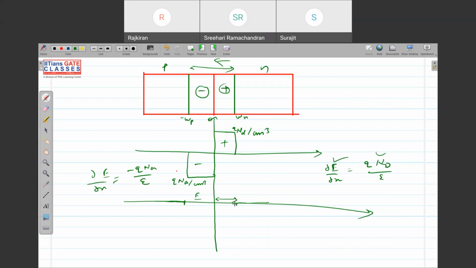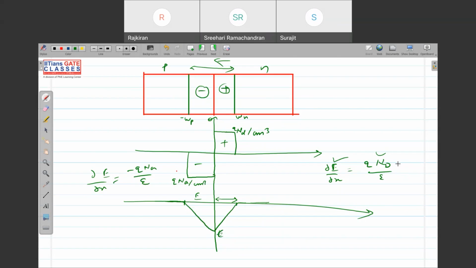Then how to write it? It should be like this. dE by dx is positive, so E will be equal to some constant into x, right? It is linear, so I can draw like this, because if you do dE by dx, it is positive. This is the only way. After this, it is 0. Similarly, here dE by dx is negative, so it should be like this. And the electric field is continuous, so it should meet at this point. This is the electric field inside the depletion region. The electric field is linear. Clear?